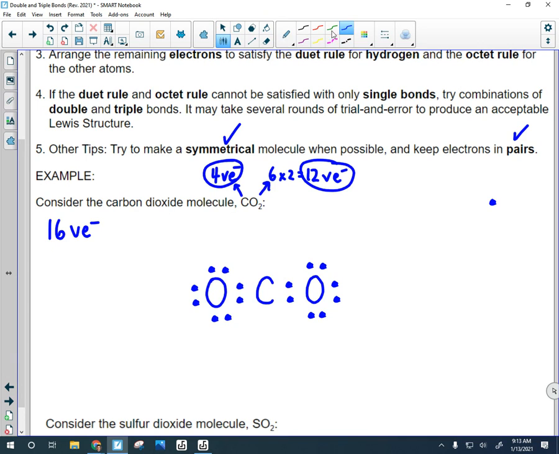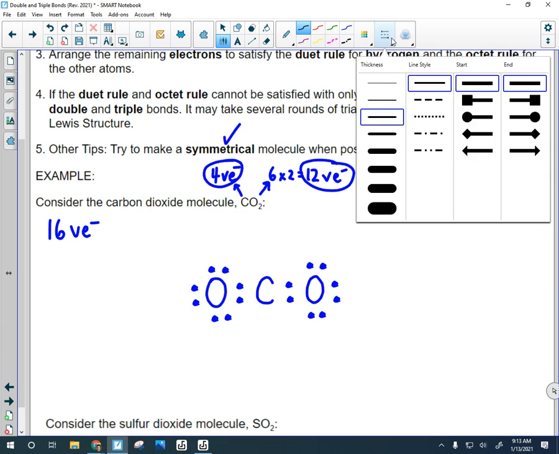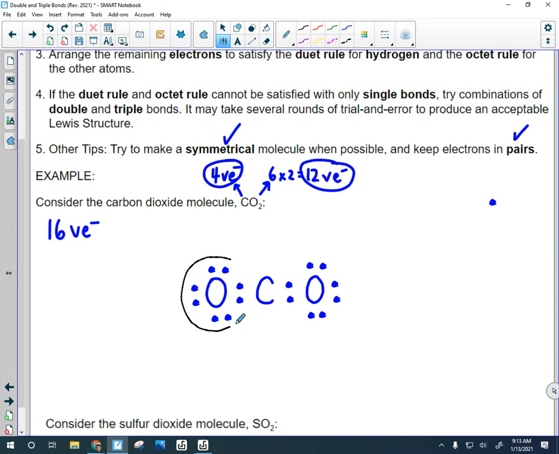Let me check for my octet. This oxygen would be good, right? It has 8 electrons available to it. This oxygen would have 8 electrons available to it. But we have an issue with carbon. Carbon only has access to 4 electrons. So how do I solve that? I can't just add electrons. I've already used all 16. I need to start to try to form some double or triple bonds.